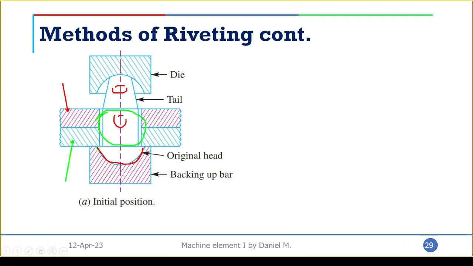So this head is backed up by something which is called backing up bar. So its purpose is to back up the head so that when we apply the force from above, the rivet doesn't go down.